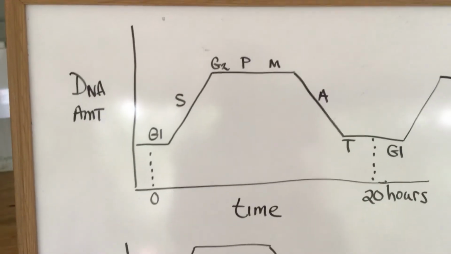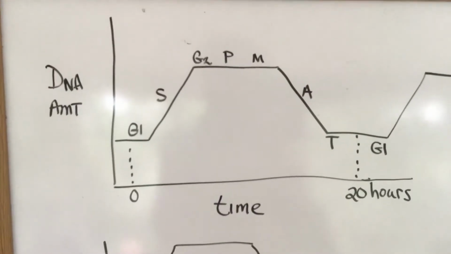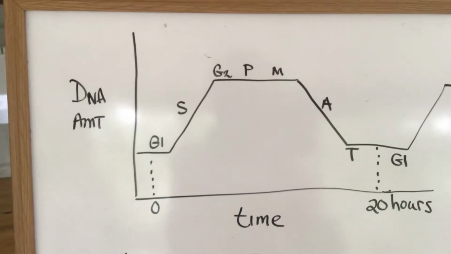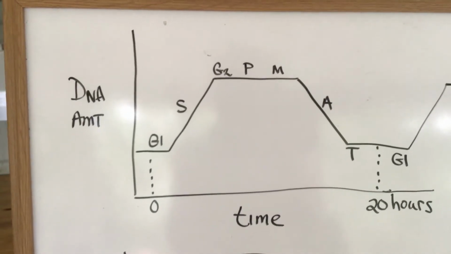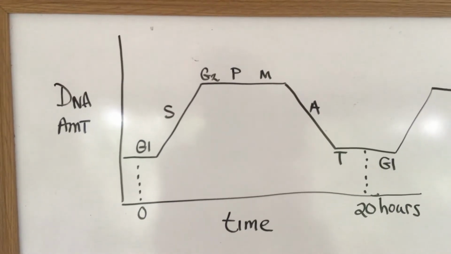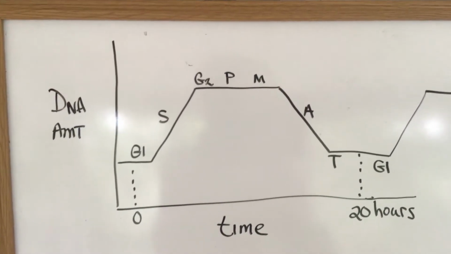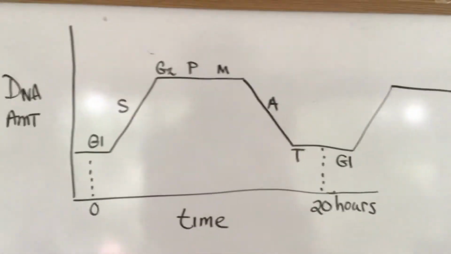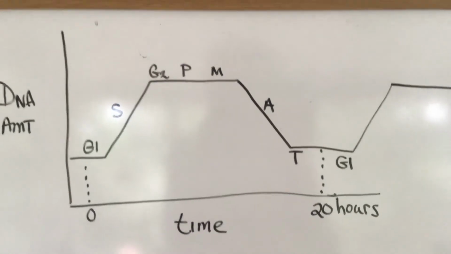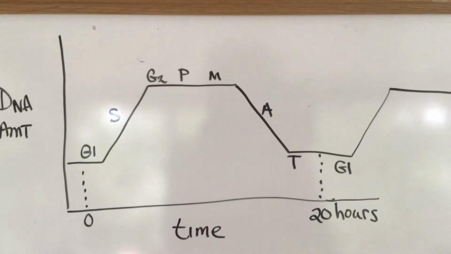with a certain amount of DNA, and then during the synthesis process, the amount of DNA would double, right? Because I'm making sister chromatids. And at the very top of that line then is going to be G2. That is getting ready to divide. And I'm going to have prophase, metaphase, and during anaphase, the chromosomes are separating. And by the time at the end of telophase, I've gone back to the original amount of DNA.